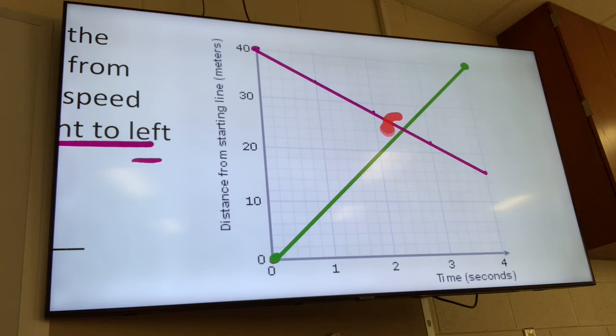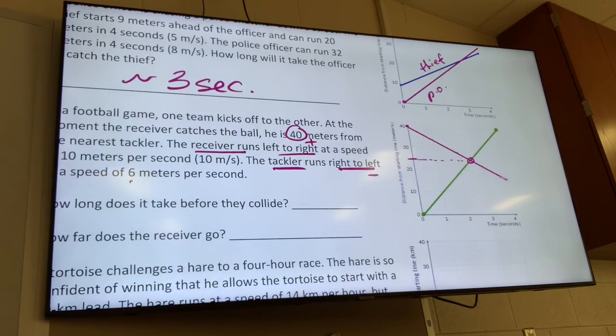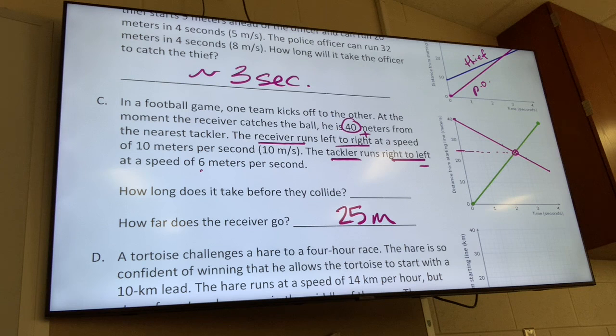So how far did our receiver get before our tackler got him? So if we're looking for how far, then we need to look over here. How far is that? It's right in between 20 and 30. 25-yard return, or 25-meter return, sorry. And how long did it take to get caught? Okay, about 2.5 seconds.